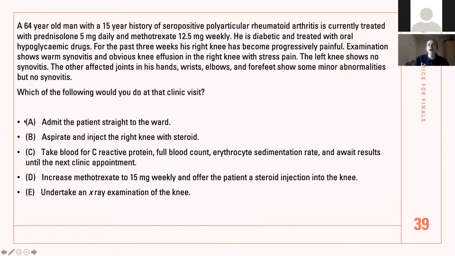So it is actually A. It's because an infection of the knee is a most probable cause of the knee effusion. You'd probably need a hospital-based treatment, so you just admit them straight to the ward because you'd be worried about septic arthritis risk.